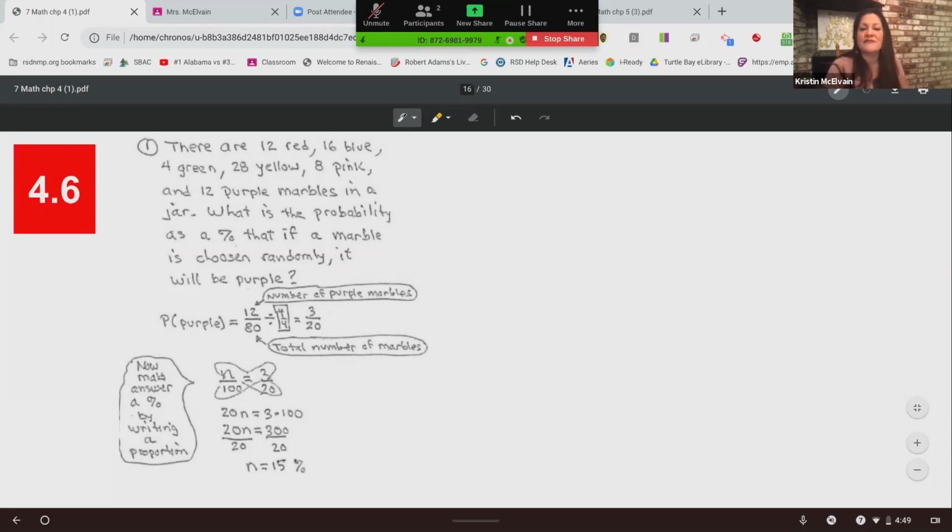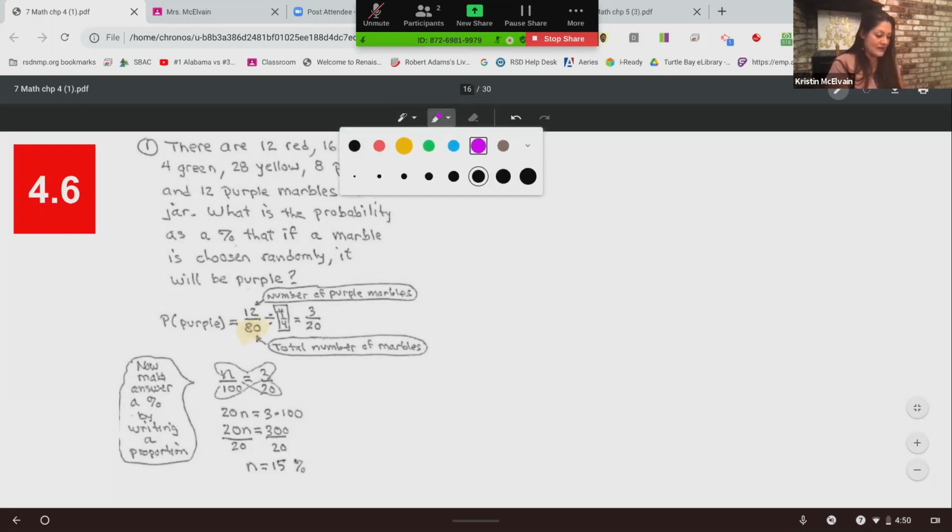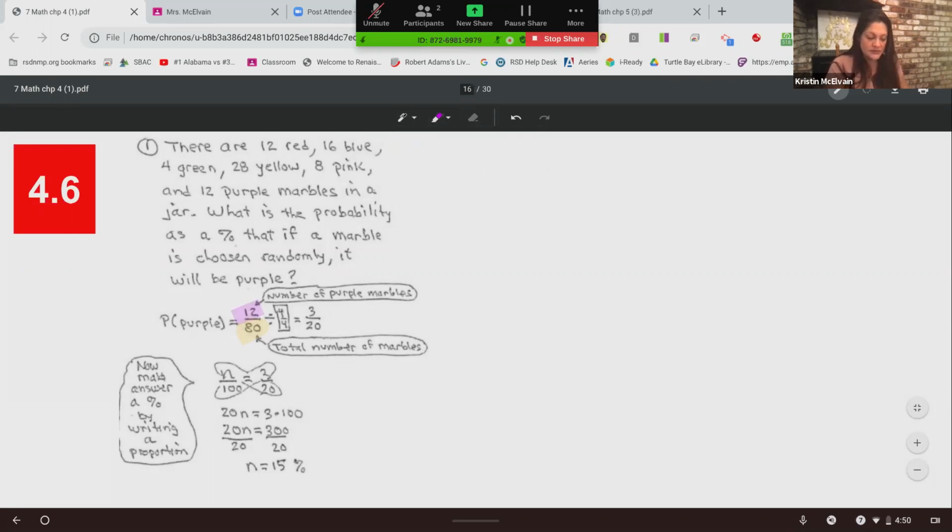Okay, so we have to add up how many marbles we have total. And the example has it for us. We have 80 total, and we have 12 purple marbles. Then it says divided by 4 over 4, and that's simplifying our problem. That simplifies it, which gives us a total of 3 out of 20.